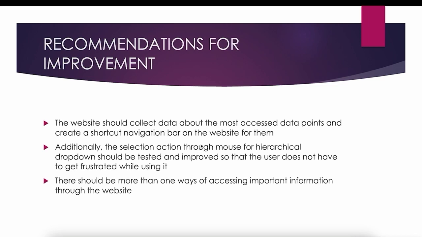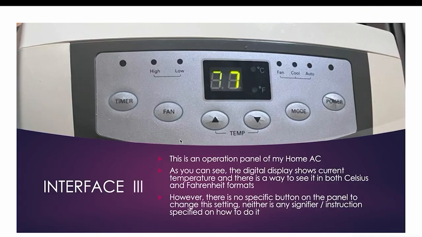Now let us move on towards the last interface. As you can see from the screenshot, this is an operational panel of my home AC. The digital display shows the current temperature, and there is a way to see it in both Celsius and Fahrenheit formats. However, if you quickly scan, you will realize that there is no specific button on the panel to change this setting. Neither is any signifier or instruction specified on how to do that.